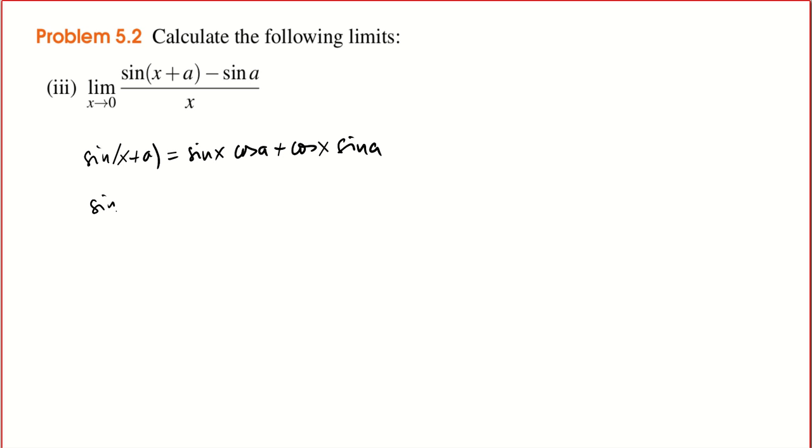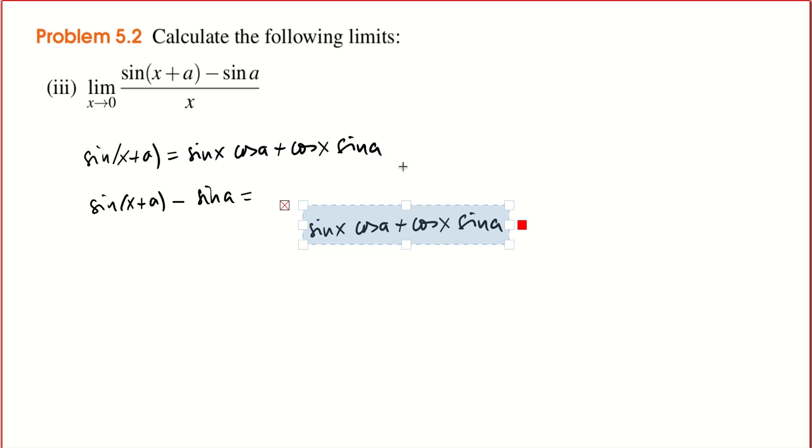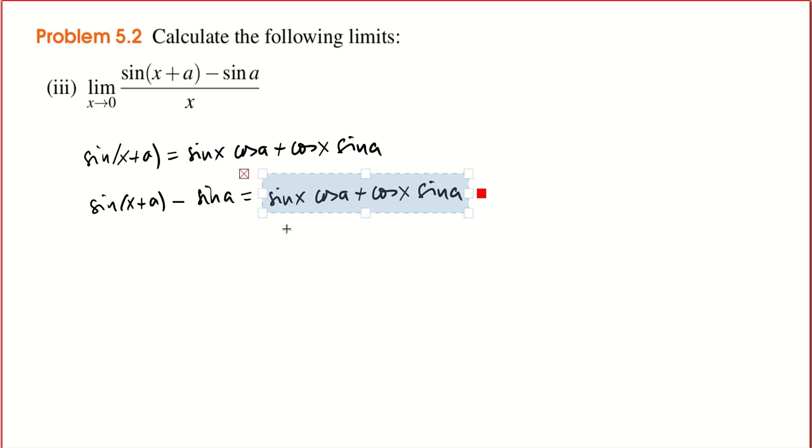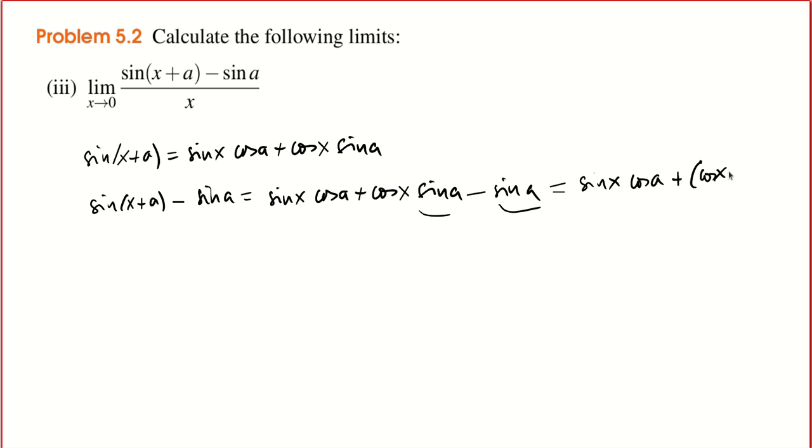And then we have to substitute it there. So we have sine of x plus a minus sine a, that's equal to this first part. And then we subtract sine a here. And you have sine a and sine a, so we factor this out, so we get sine x cosine a plus cosine x minus 1 times sine a.